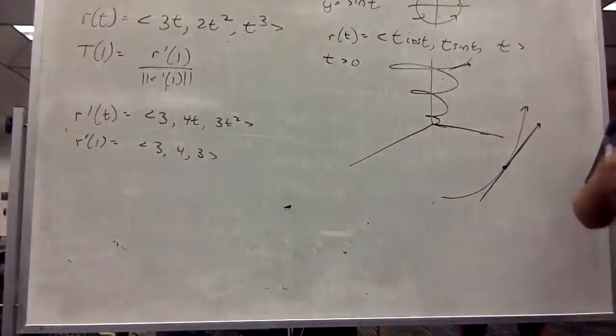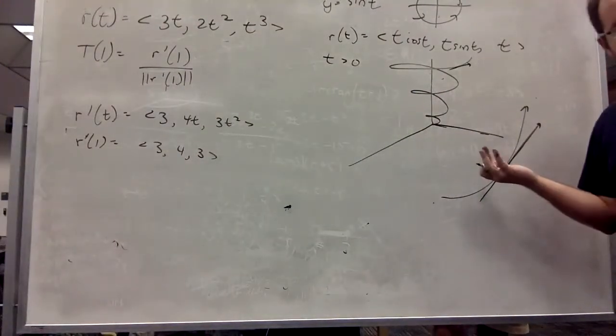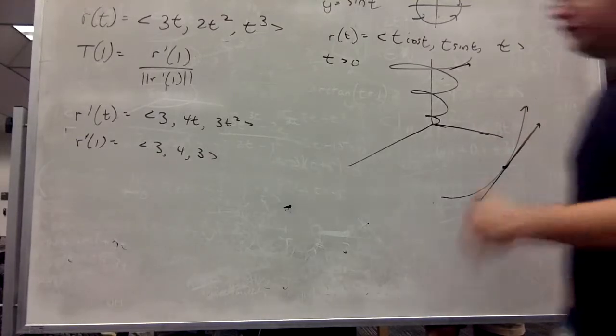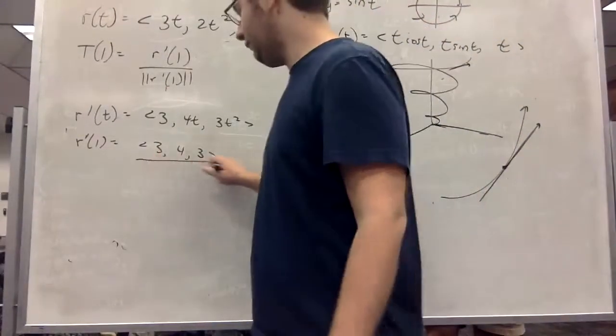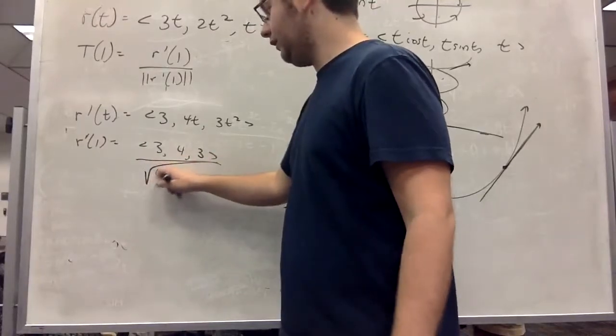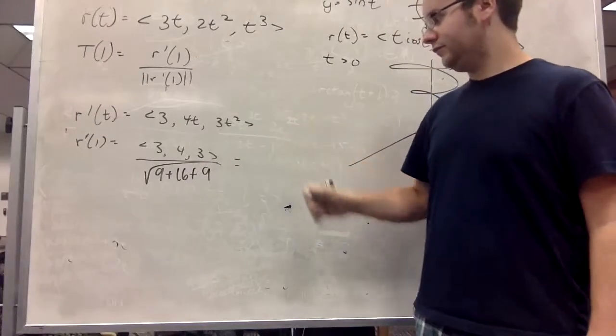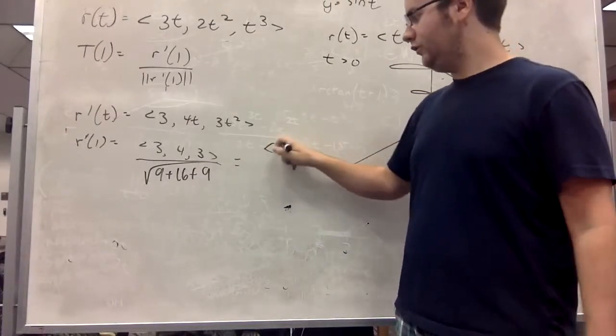When we're concerned merely with the direction, we make it a unit vector. Sometimes we say we normalize it, just because we care about the direction. We don't care so much about the speed at that point. So that's what we're doing by dividing by the magnitude. We divide by the square root of 9 plus 16 plus 9, which would be root 34. Cool?